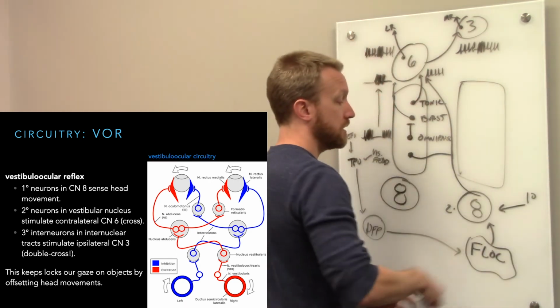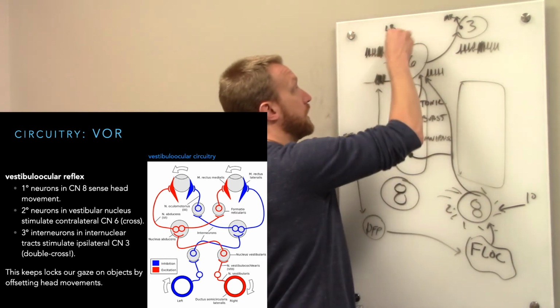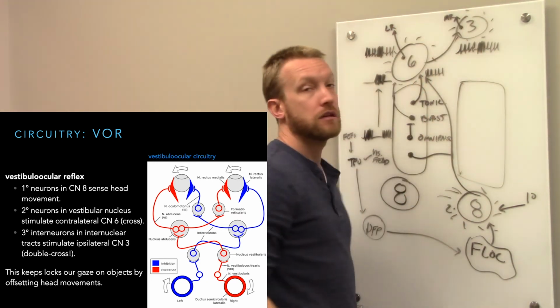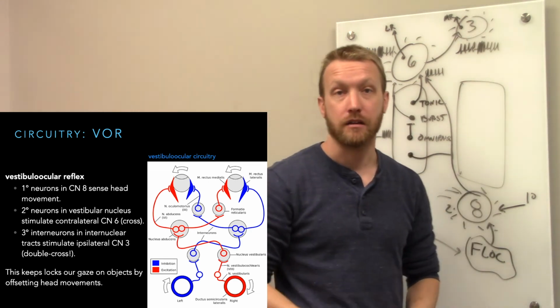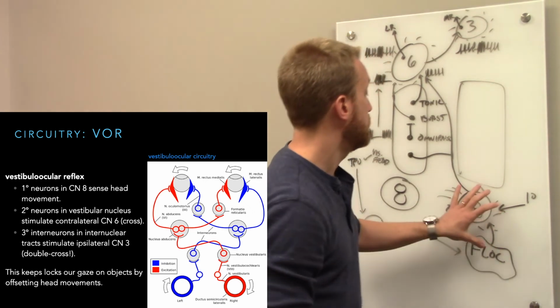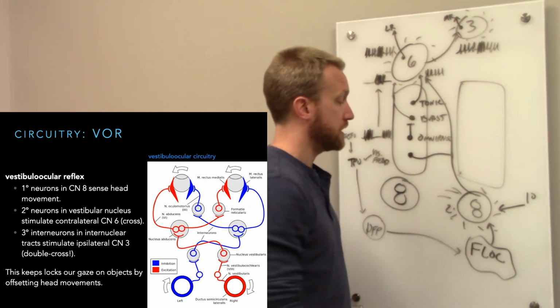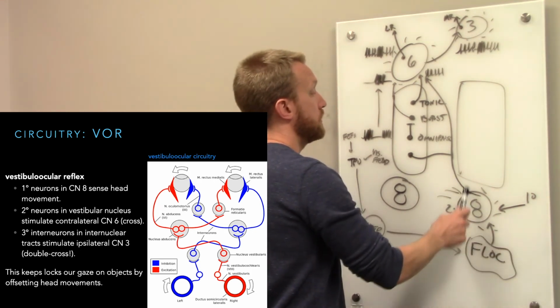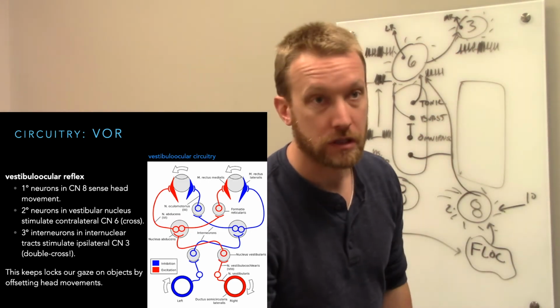The right vestibular nucleus, when it's active, turns on the left abducens, which turns on the right oculomotor. So the left eye goes left and the right eye goes left. Good old double cross, but fairly simple. Primary afferent, secondary afferent, and then we're in our ocular nuclei.